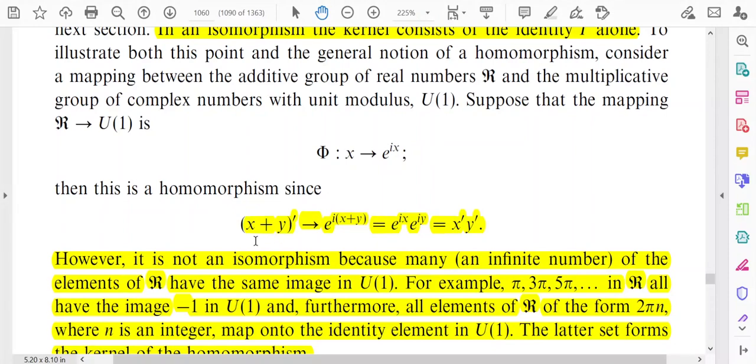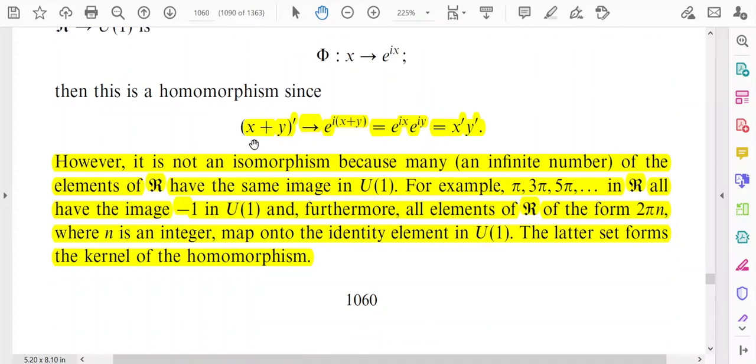The image of x plus y will be e to the power i times (x plus y), because x corresponds to e to the power ix. Now e to the power i(x plus y) can be written as e to the power ix times e to the power iy. But e to the power ix we can write as x prime, because it is the image of x from the definition. So e to the power ix is x prime and e to the power iy is equal to y prime.